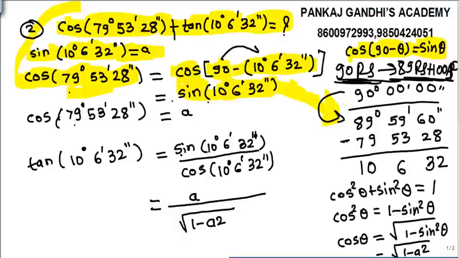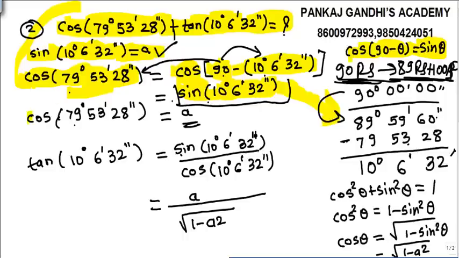So I will subtract 79 degrees 53 minutes 28 seconds from this: 60 minus 28 is 32, 59 minus 53 is 6, 89 minus 79 is 10. So 10 degrees 6 minutes and 32 seconds. This way we got the value. So 90 minus 10 degrees 6 minutes 32 seconds gives 79 degrees 53 minutes 28 seconds. Now sine of 10 degrees 6 minutes 32 seconds is equal to A, because it's given that sine of 10 6 32 is equal to A.